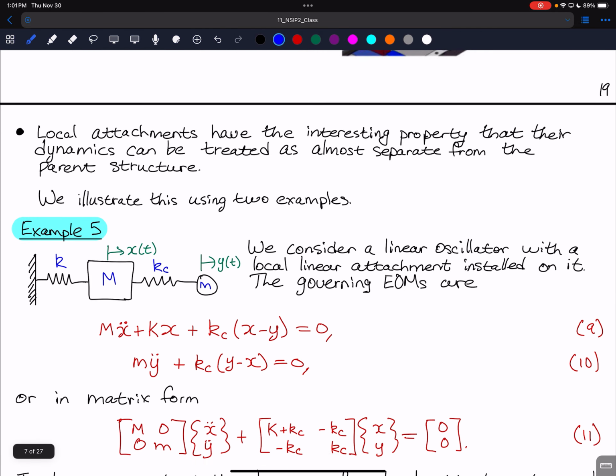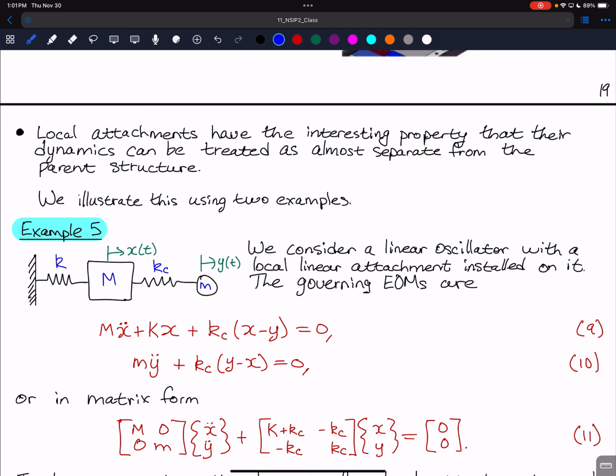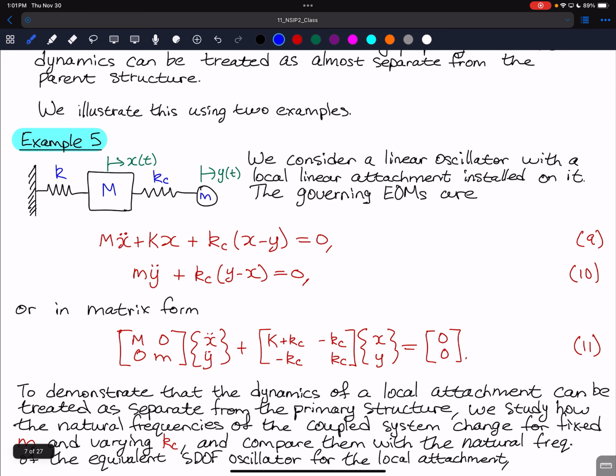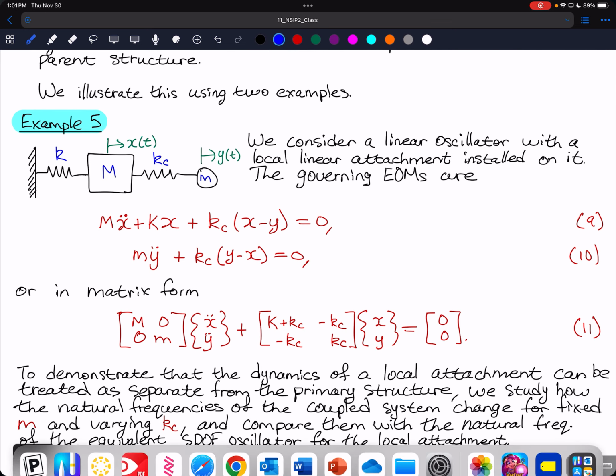We're just going to start by considering a harmonic oscillator with a local attachment connected to it. The equations are shown there. There's no damping in this particular case because we're just going to study how natural frequencies change as a function of that coupling stiffness. We could put that into matrix form, and then using the matrix form, we can compute mode shapes.